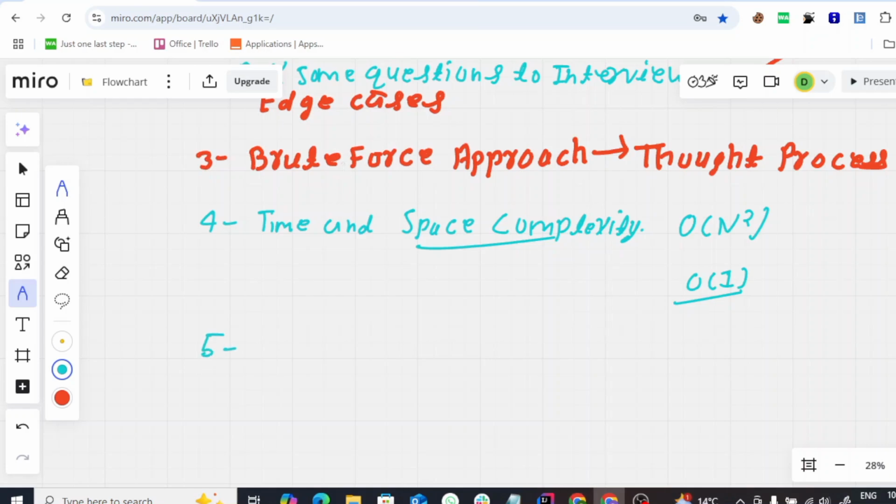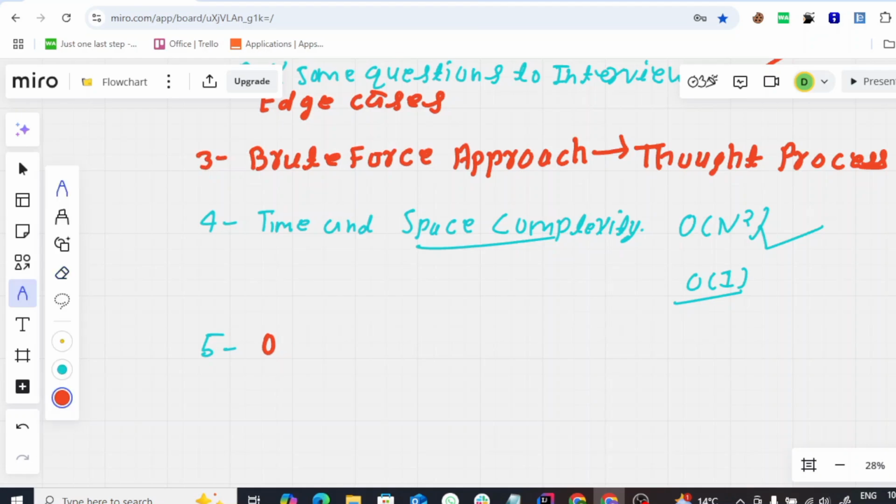In this step, you have to explain that when you tell the interviewer the time complexity of this code is order of n square, I am pretty sure the interviewer will tell you to optimize your code. So now, when he or she tells you that, it's time to write the optimal code.